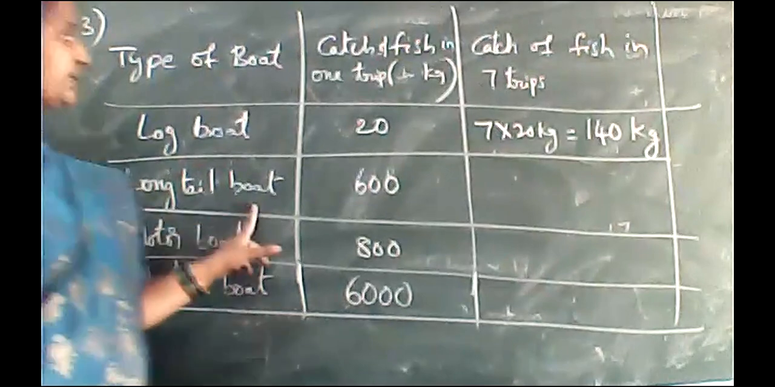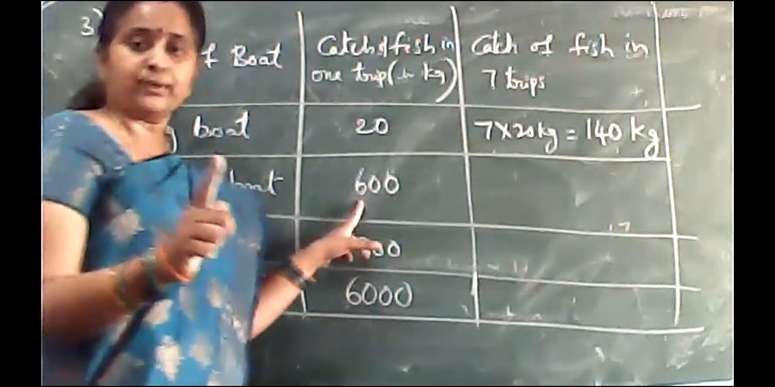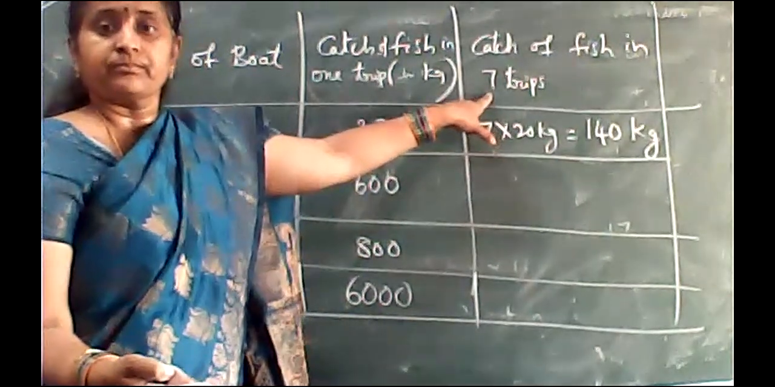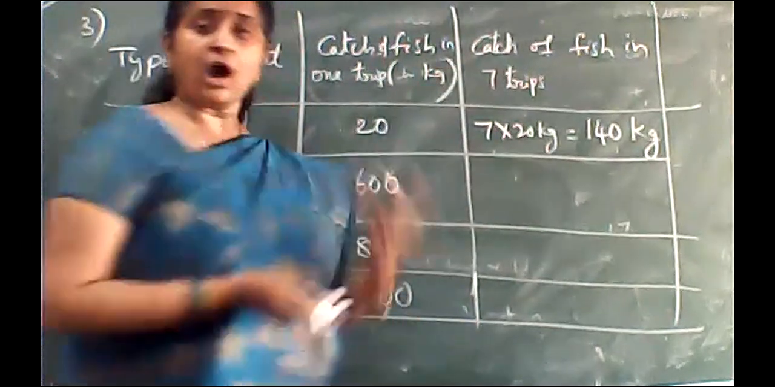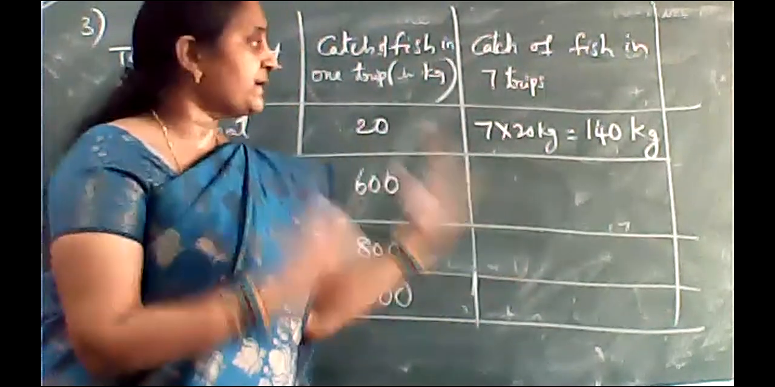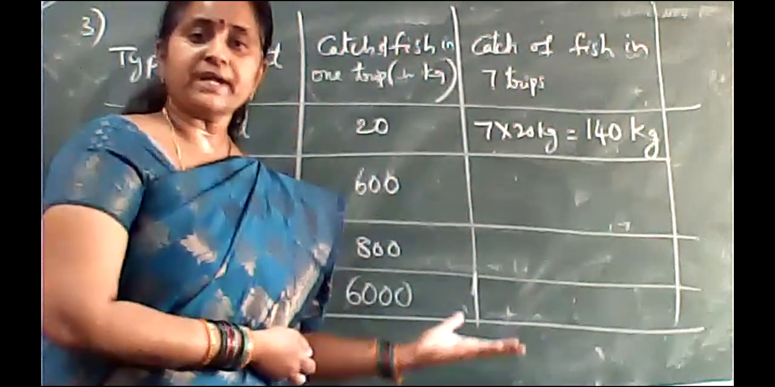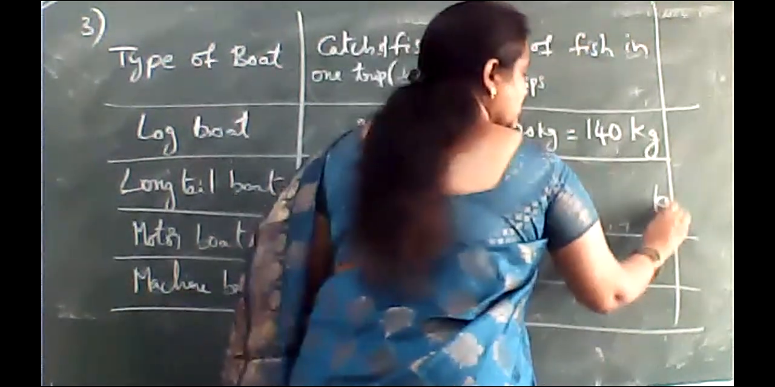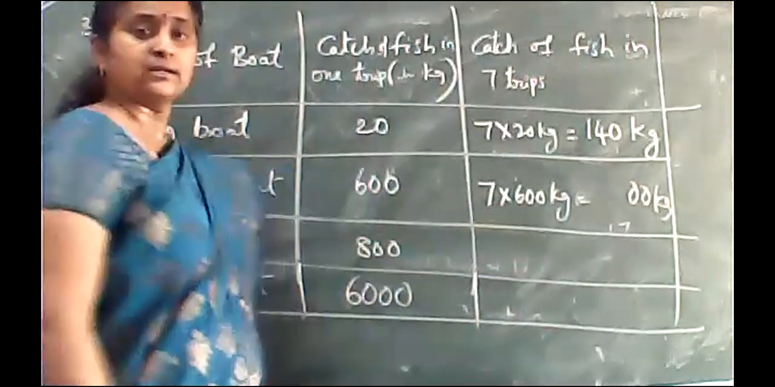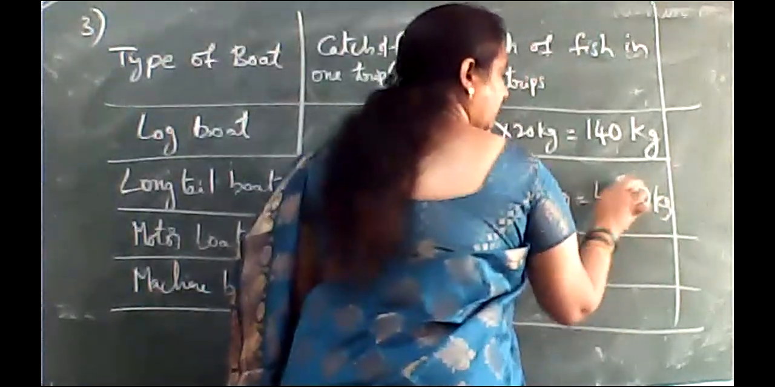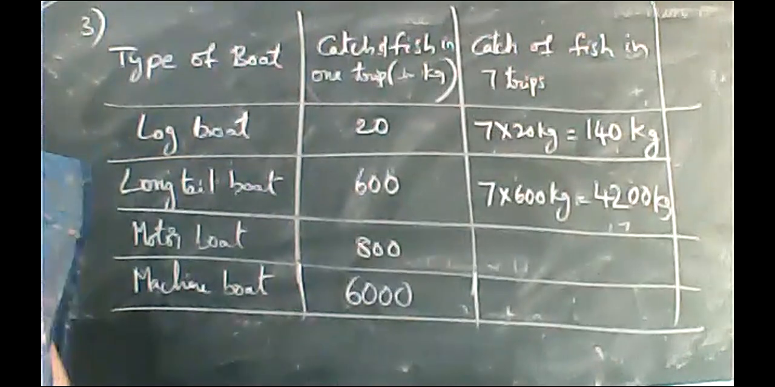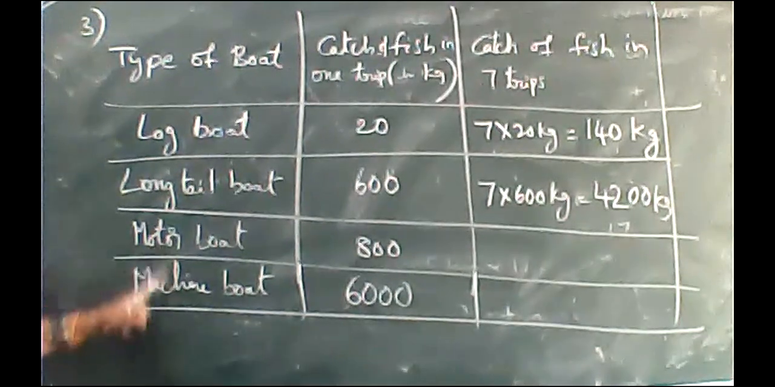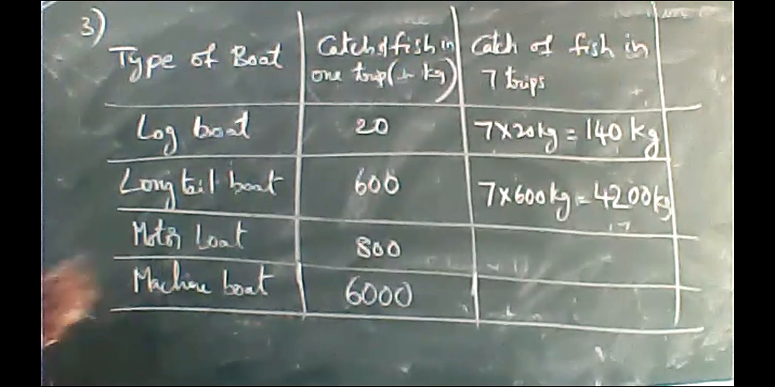Now, long tail boat catches 600 kgs in one trip. We need to find out for how many trips? 7 trips. So in 7 trips, 7 into 600 kgs. 7 6s are 42, so 4,200 kgs. These two you do at home.